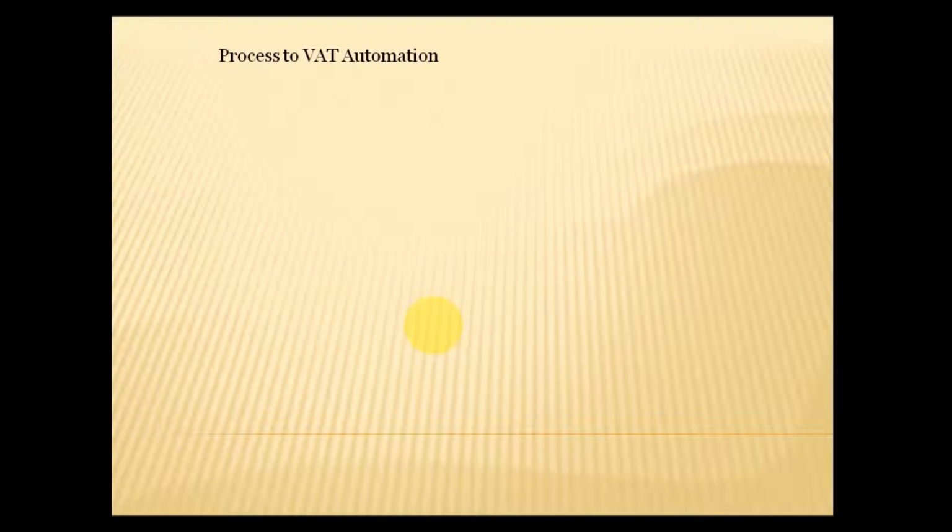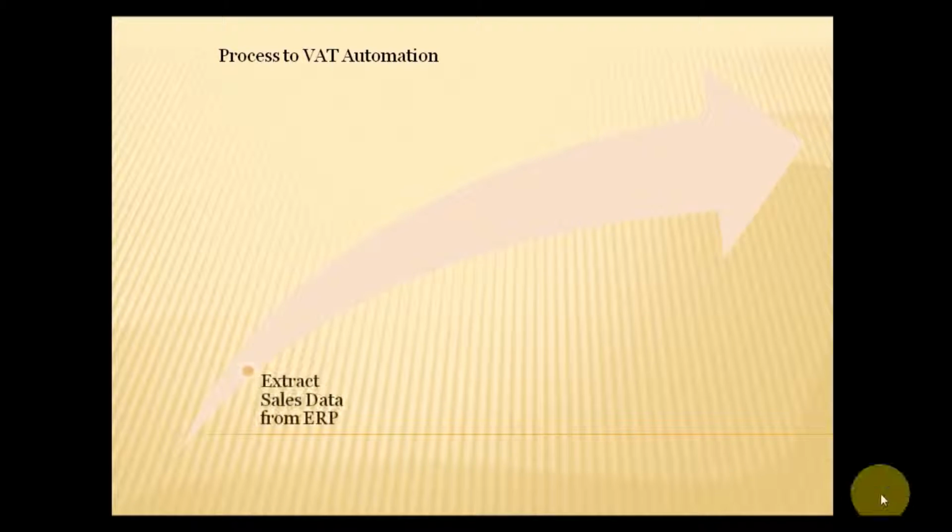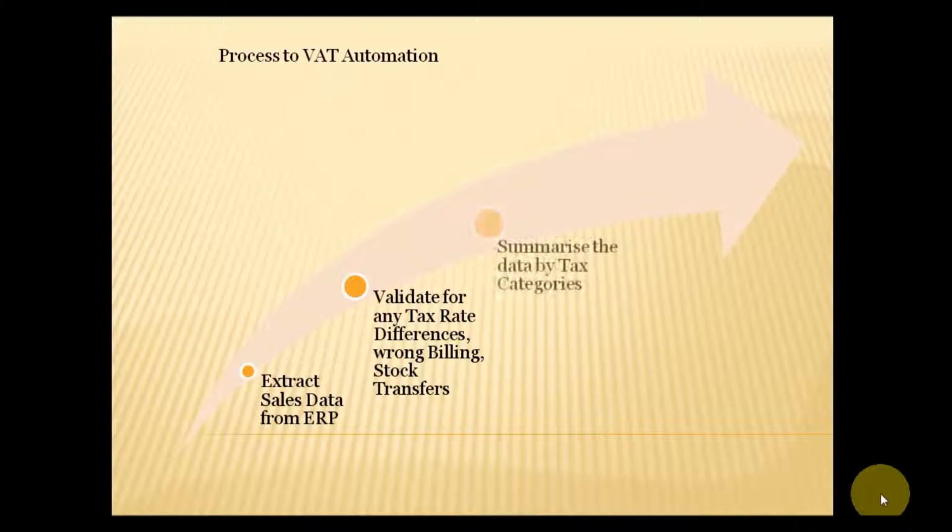So, how do we go about this? We define the process for VAT automation like this. Extract the sales data from the ERP. Validate for any tax differences like wrong billing, stock transfers. Instead of say 5%, they would have written it as CST sales, or instead of exempted sales, they would have categorized it as 5% VAT payable, and so on. Then summarize the data by tax categories after the validation, then send the report to the consultant or the auditor.